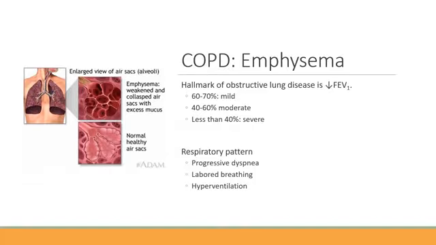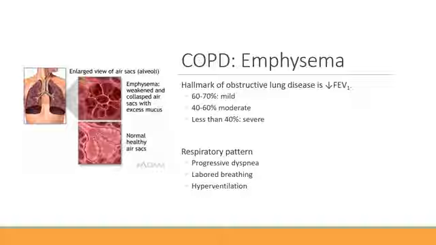Looking at emphysema, in terms of the hallmark signs and symptoms, one of the biggest is a decrease in the FEV1. Once again, FEV1 is how much air they can breathe out in 1 second. Based on the percentage, if they can expel up to 60 to 70% of normal predicted values, that's classified as mild. 40 to 60% is moderate. But if they're unable to expel more than 40% of what's expected, they've got pretty severe COPD.